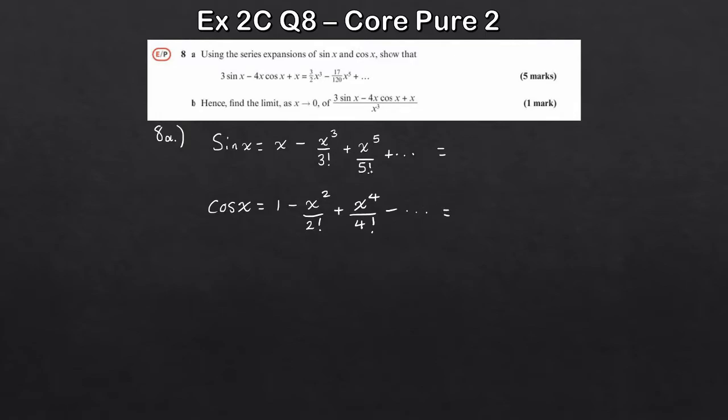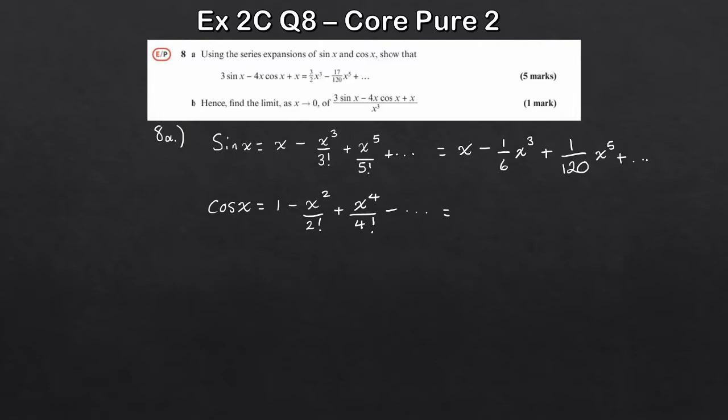We can't really simplify this, but instead of writing 3 factorial, for example, I'm just going to evaluate it. So this will be x minus, 3 factorial is 3 times 2 times 1, so that's 6. So this is minus 1 over 6 x cubed. Now you can write it as x cubed over 6, but I'm going to keep it like this just so I can see when I have to do the subtraction after. It just makes it a little bit easier to see. And 5 factorial is 5 times 4 times 3 times 2 times 1, so that's 120. So this is plus 1 over 120 x to the 5. Okay, so that's that bit.